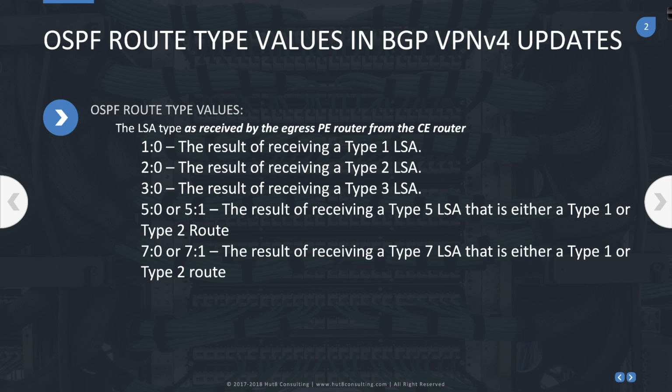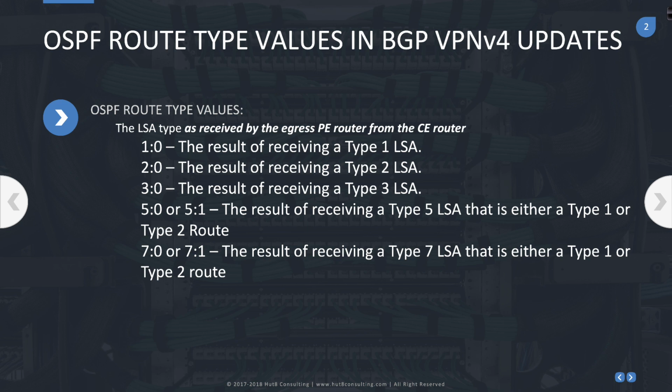So let's talk about the route type and the option values, where these values come from, and how we can simulate each of these to see the scenario where I might see them on a provider edge router when I take a look at the BGP VPNv4 routing information. Why am I seeing the OSPF route type of 1:0? Maybe it's 7:1. So let's start at the top here.